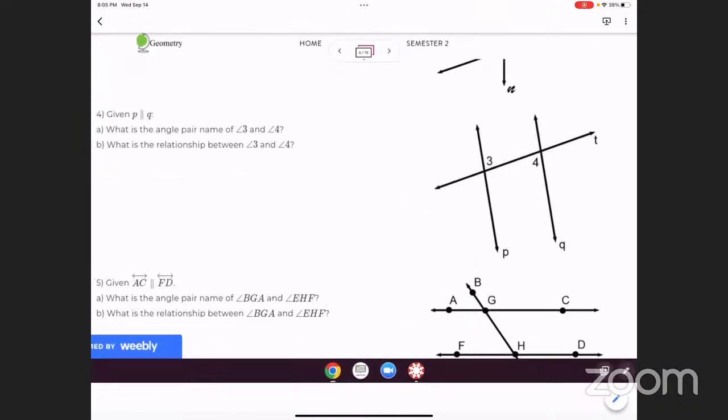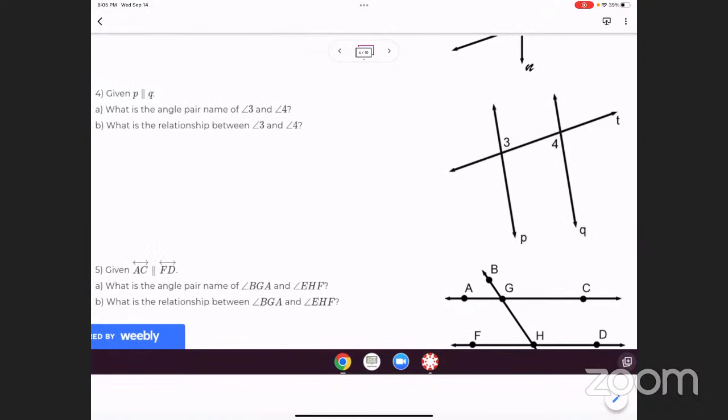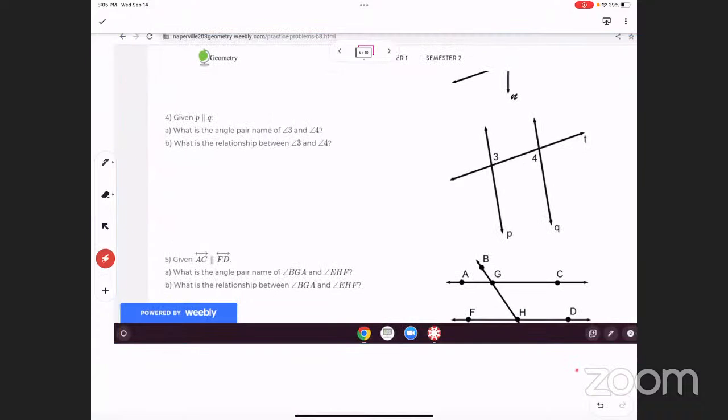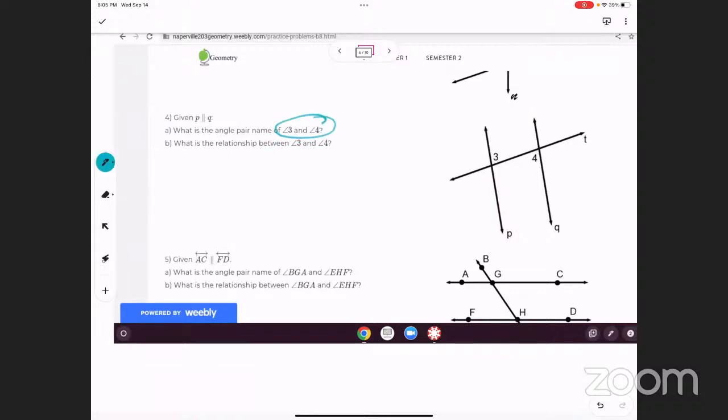So when you do these, it's important that you understand some of the parallel postulates. This says, given that P and Q are parallel, okay? So they're telling you that these two lines right here, P and Q, are parallel. Then what is the angle pair name for 3 and 4? So 3 and 4, that would be this one and this one.